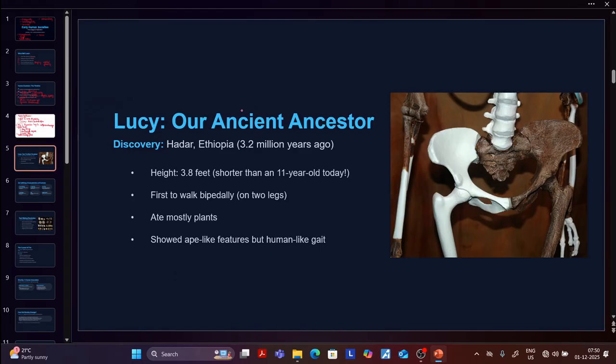Now, let me introduce you to one of the most famous individuals in human history, Lucy. And yes, I say individual because Lucy was an actual person, even if she lived 3.2 million years ago. Lucy was discovered in Hadar, Ethiopia, in 1974, and she is an Australopithecus afarensis.